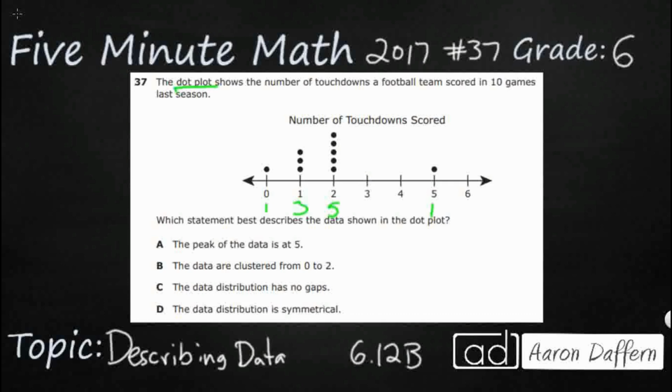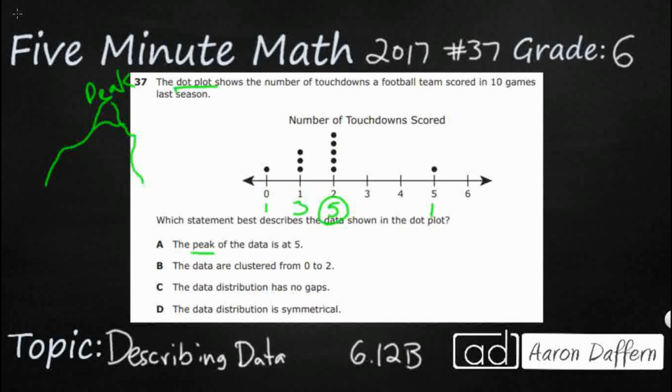Now, all we need to do here is describe the data shown in the dot plot. So let's take a look at what we have here at A, B, C, and D. The peak, that's our first term here. We think of a mountaintop, right? So think of a mountain. We've got the peak, so it's the very top. So the peak of the data is at 5. And as you can see here, our largest number is 5.